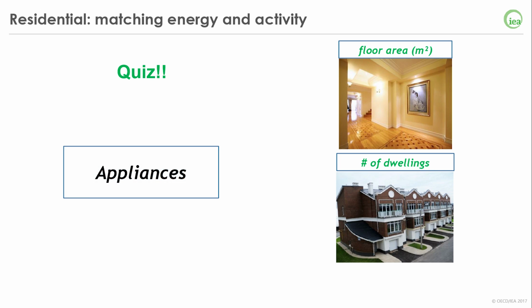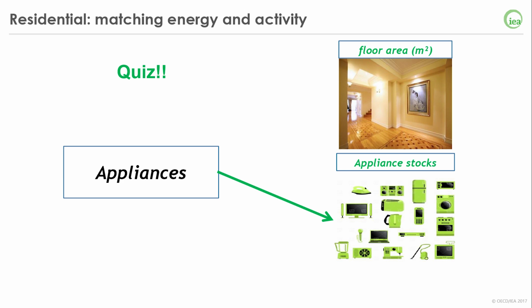And finally, the last example of appliances energy consumption. In this case, we want to have some additional data, namely appliances stocks. It will allow us to calculate average unit energy consumption of dishwashers and televisions.